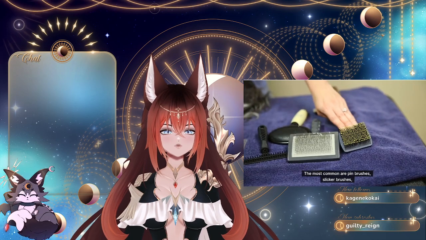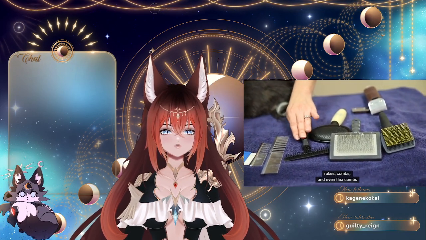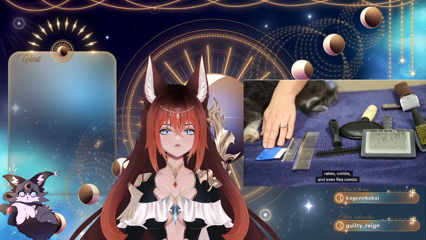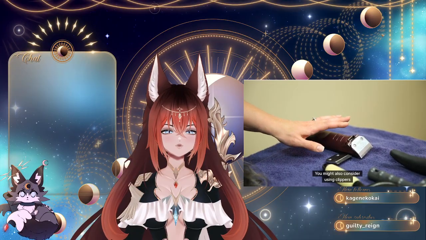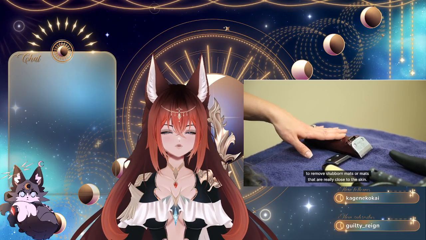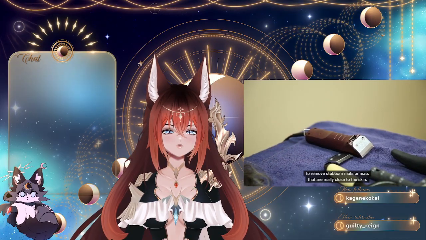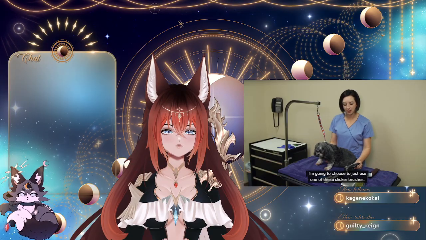The most common are pin brushes, slicker brushes, rakes, combs, and even flea combs can be used for grooming. You might also consider using clippers to remove stubborn mats or mats that are really close to the skin. So for Rue, she has a really short coat. I'm going to choose to just use one of these slicker brushes.